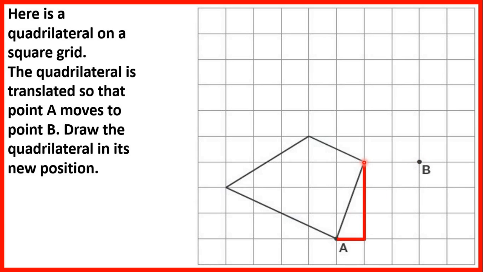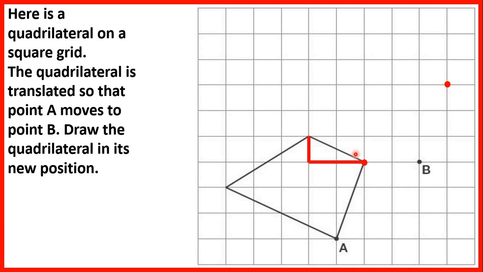So if we look at this corner here, we can see that to get from point A to this corner, we go 1 to the right and then 3 up. So we can dot the corner, we go 1 to the right and 3 up. So this corner will have moved here.